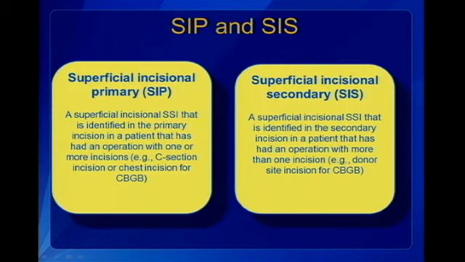All right, so you can have both a superficial incisional primary, and I'll use the CABGs as an example for that, the CBGBs, that if your chest incision gets infected, that would be a superficial incisional primary.